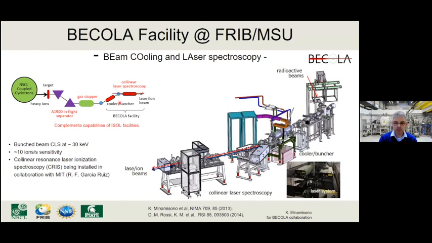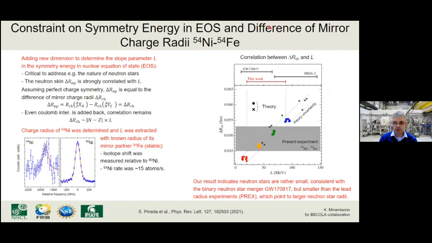And they have recently worked on nickel and iron isotopes. I just show you very briefly a result on checking the difference of mirror nuclei, iron 54 and nickel 54. So here you see the data for nickel 54. Here the data for nickel 60, of course, with much better statistics. For the nickel 54, the rate was something like 15 atoms per second. And this is related to studying nuclear neutron skins and symmetry in charge radii between mirror nuclei.